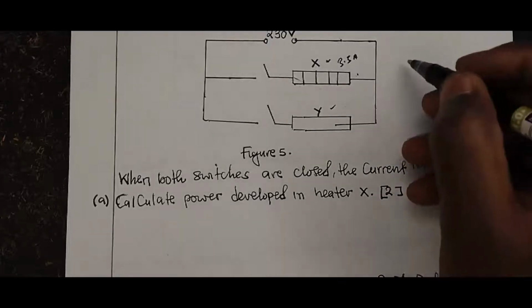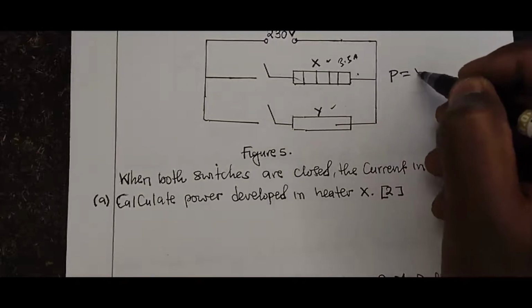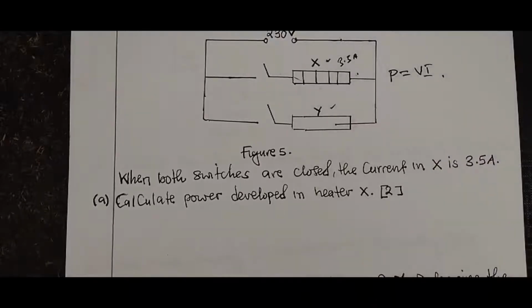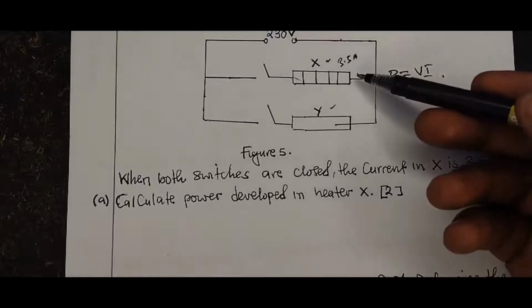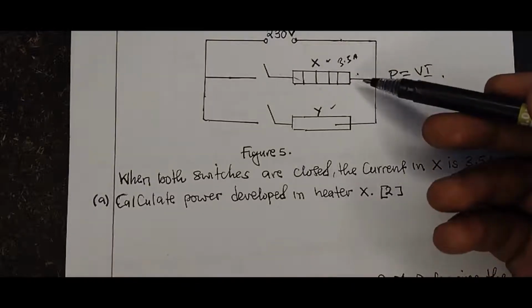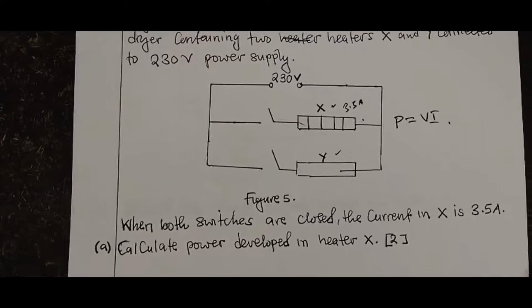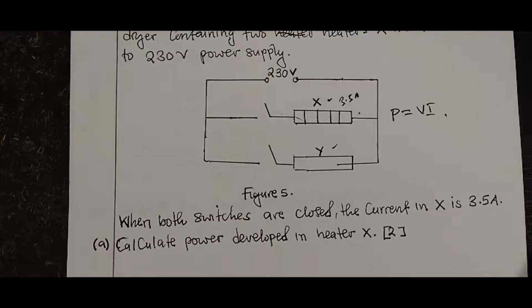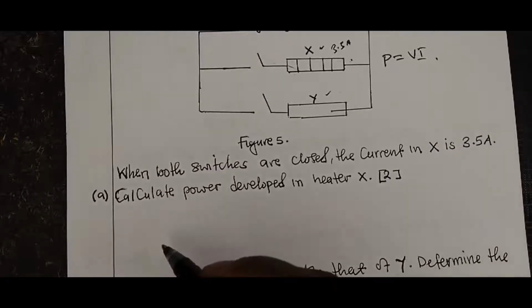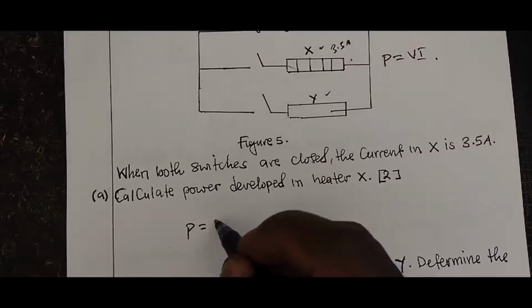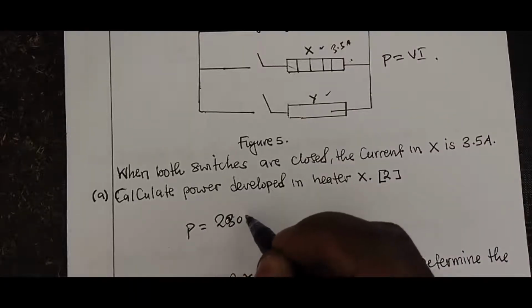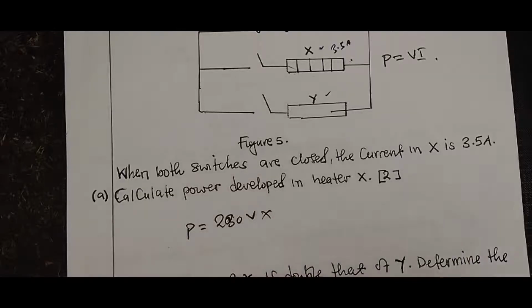The formula that we can use to calculate power is power equals voltage multiplied by current. Okay, since these are connected in parallel, the voltage that flows through these 2 heaters is the same. And what is the total voltage? The total voltage is 230 volts, and therefore we can find the power. So power is equal to, what is our voltage? 230 volts multiplied by what is our current?